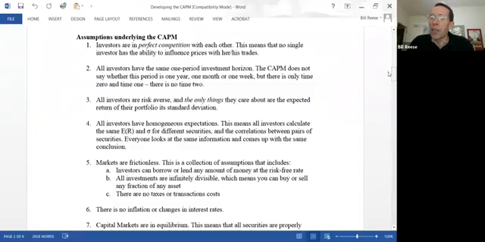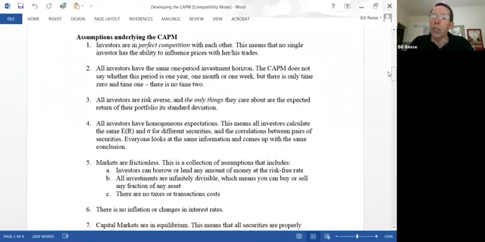The capital asset pricing model says no. Everybody looks at the same data and comes to the same conclusions. That means that everybody's going to agree on the expected returns for each asset. Everybody's going to agree on the standard deviation of every asset. And everybody's going to agree on the correlations between the assets.